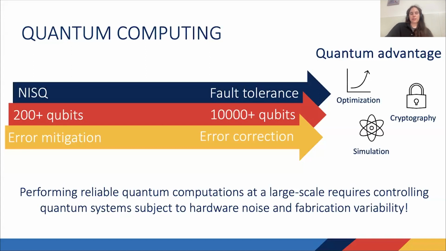In order to perform these computations at a large scale, we need to control quantum systems subject to a lot of hardware noise and fabrication variability. And so that's the motivation behind trying to make better quantum operations so that we can have large-scale quantum computers, which we hope will eventually outperform classical ones in applications such as optimization. Of course, you might have heard about cryptography and how important that's going to be, and then some simulations of quantum chemistry, for example. These are the kind of application areas where we might look for quantum advantage.